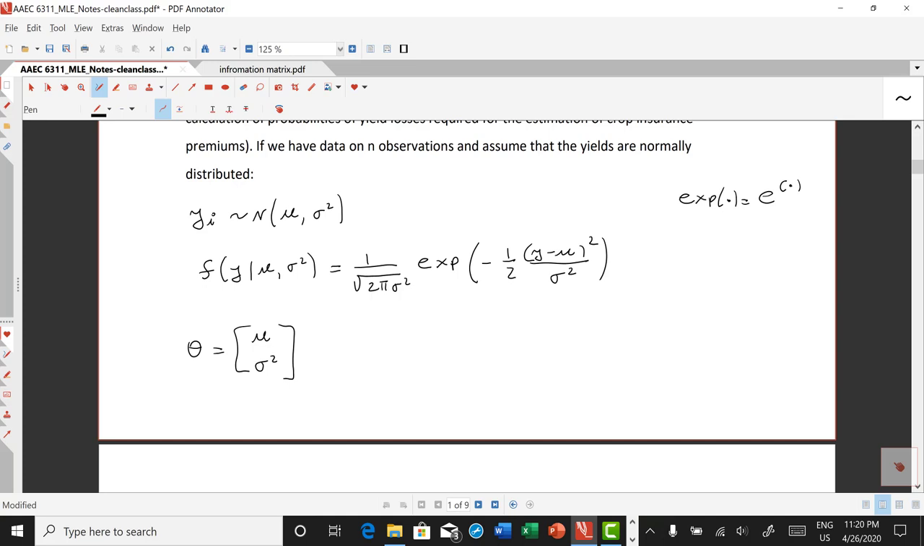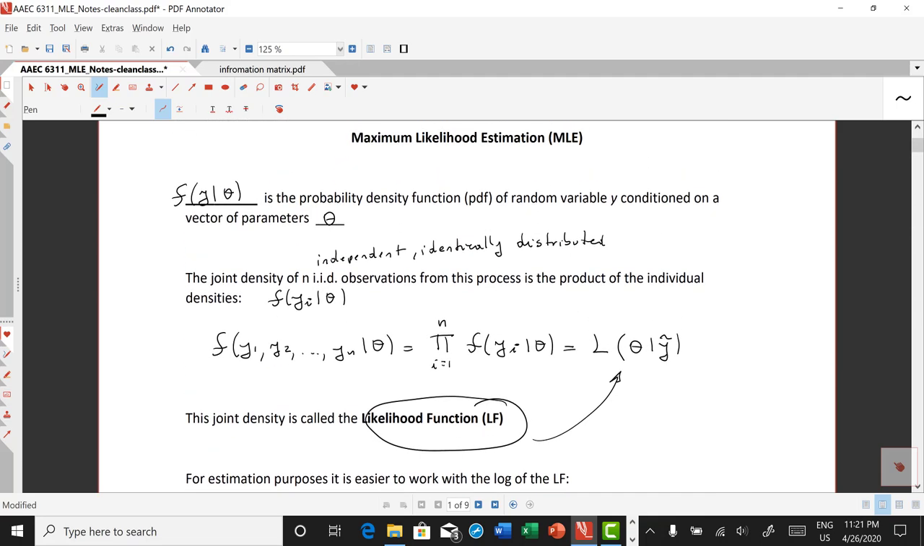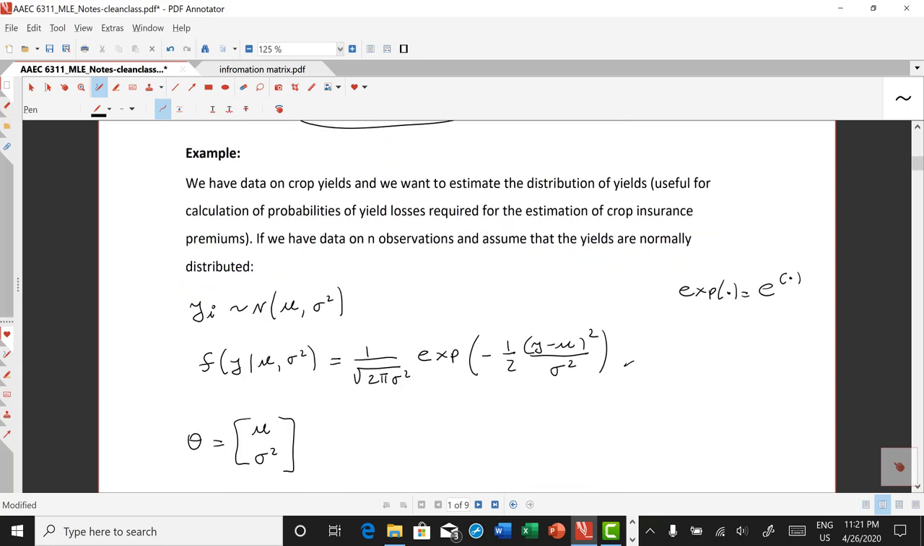So remember, this is a function. The coefficients defining the function are mu, which defines the mean, and sigma squared, which defines the variance, and y is the specific value that the variable takes. And this is the density function. And remember, intuitively, the density function contains information about the probability of a variable taking a specific value. Okay, so let's use this as an example. Remember, we have a probability density function, in this case for yields.